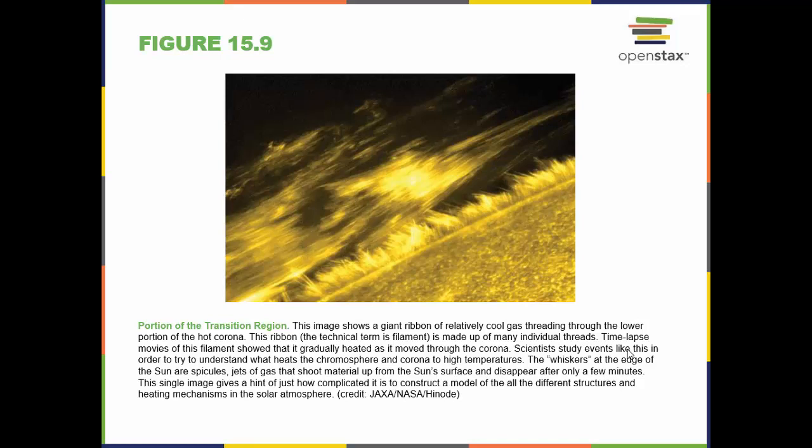And the whiskers at the edge of the sun are spicules, jets of hot gas that shoot material up from the sun's surface and disappear after only a few minutes. So this single image gives a hint of how complicated it is to construct a model of all the different structures and heating mechanisms in the solar atmosphere.